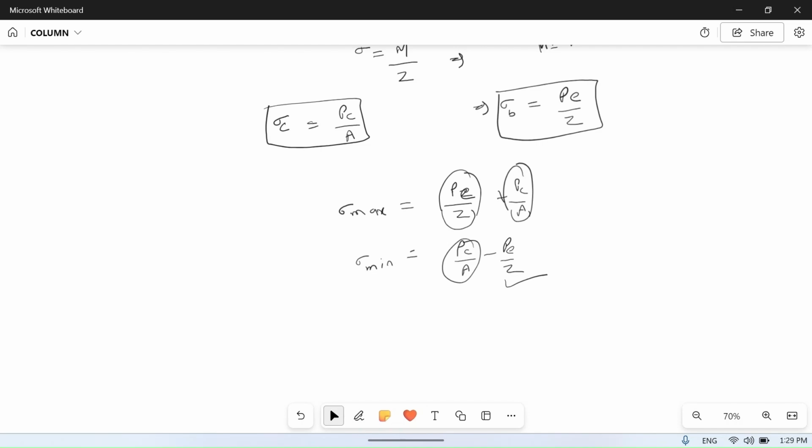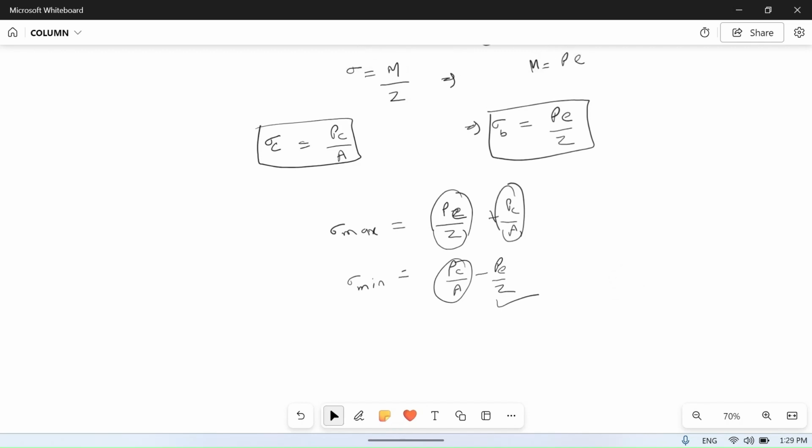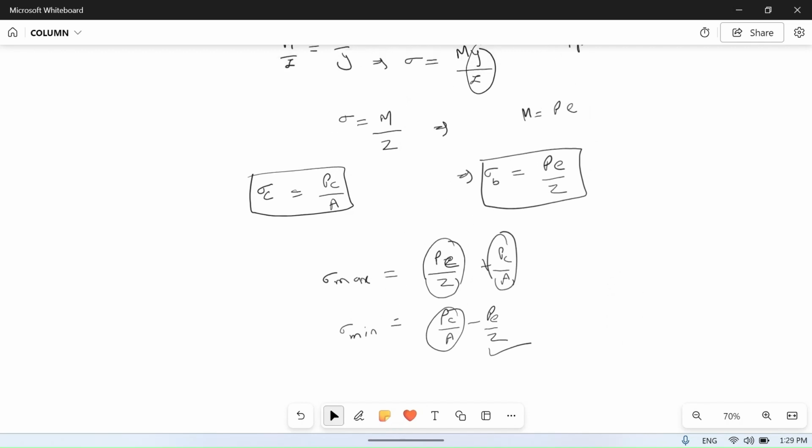In next videos we will see Euler's formula, and we will derive Euler's formula for one case. So I hope you understood up to here what is a column and what are the types of failure of the column.